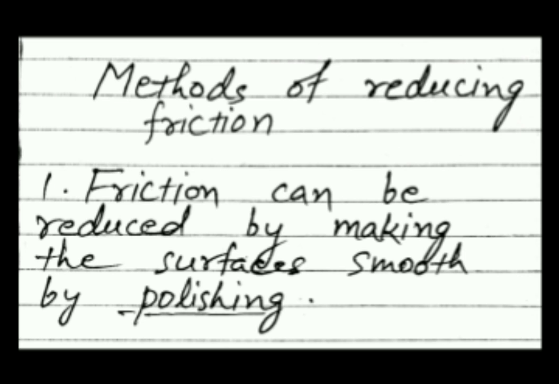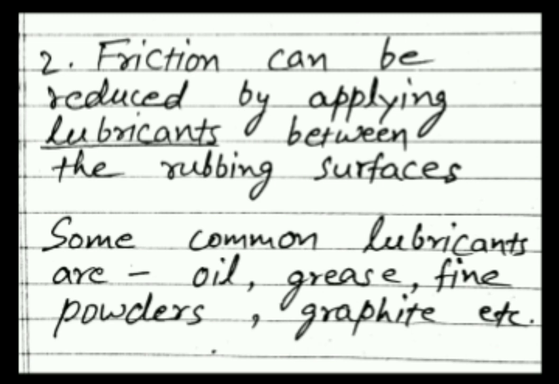Students, let us see the second way to reduce friction. Friction can be reduced by applying lubricants between the rubbing surfaces. Some common examples of lubricants are oil, grease, fine powder, and graphite. Powdered graphite is itself a solid lubricant. So these are the common examples of lubricants.